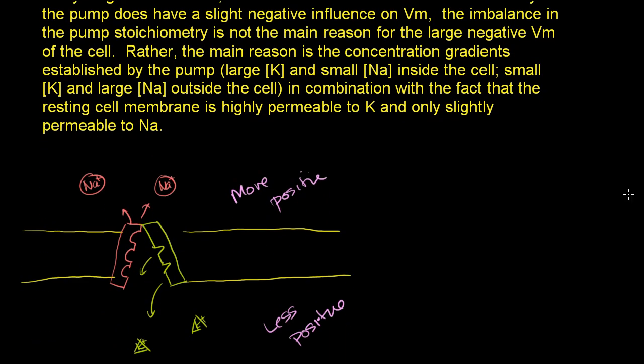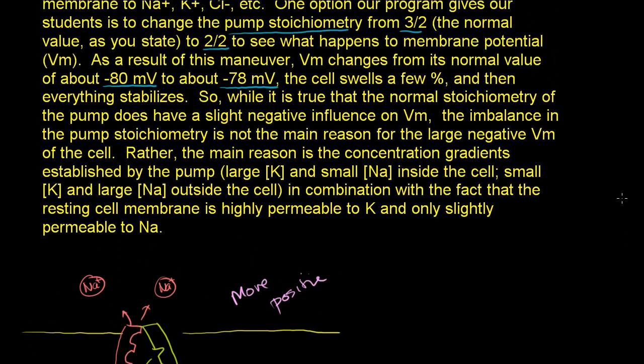So what he's saying is, if you change this from 3 sodiums for every 2 potassiums that get pumped in to 2 to 2, it actually doesn't change the potential that much. You still have a more positive environment outside than you have inside. So that leads to the question, then why do we have the potential if the stoichiometry, if this ratio, is not the main cause? And so it says it changes a little bit. The potential difference becomes a little bit less. The cell swells a few percentage, and then everything stabilizes.